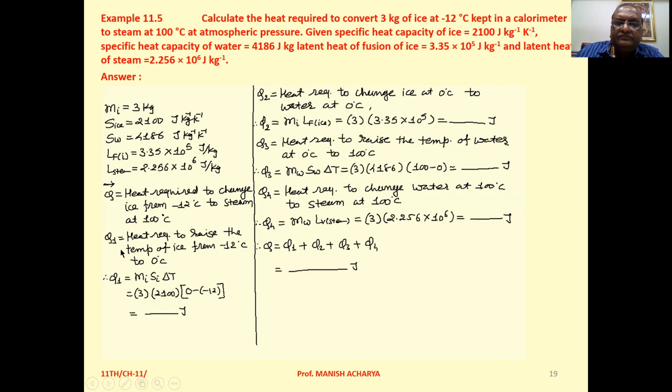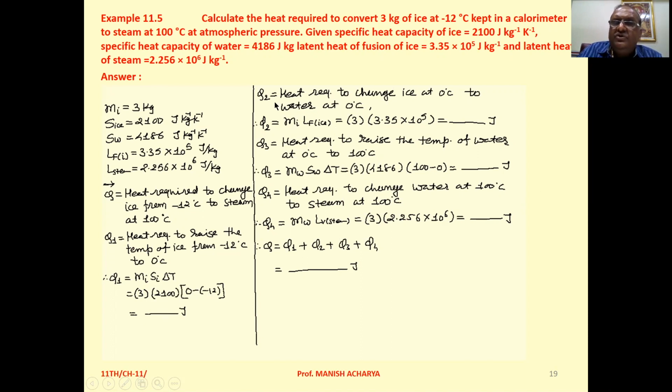First stage, Q1, suppose. That is the heat required to raise the temperature of ice from minus 12 degrees Celsius to 0 degrees Celsius. So we can write Q1 is Mi, mass of ice, specific heat capacity of ice, and change in temperature of ice. So Mi 3, Si 2100, change in temperature: final temperature is 0, initial is minus 12, so final minus initial, 0 minus minus 12. Now solve this one, you will get Q1.